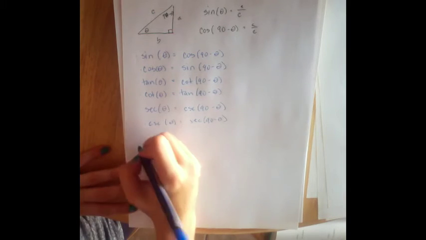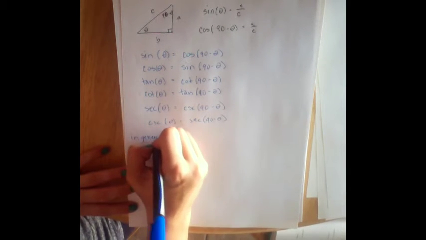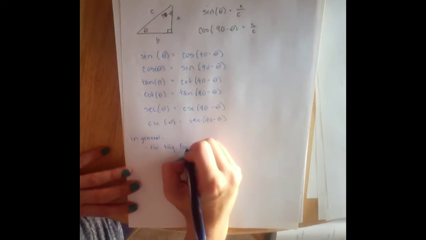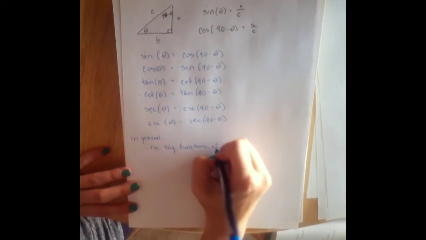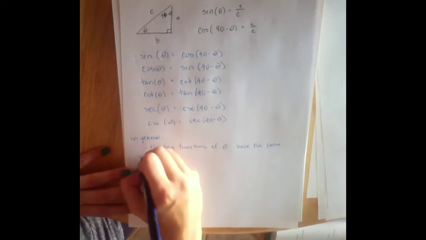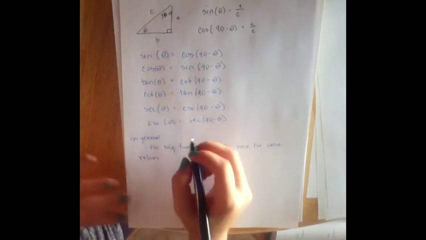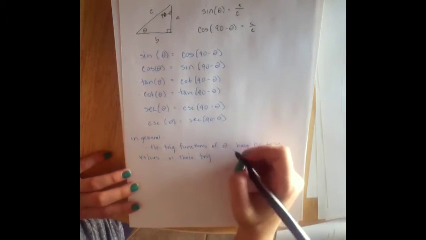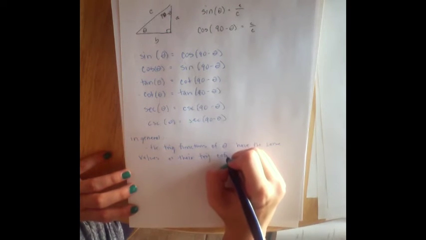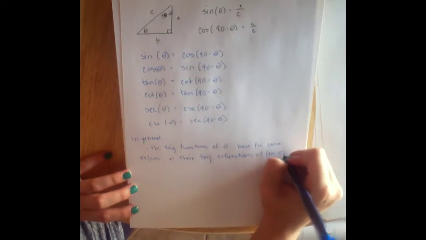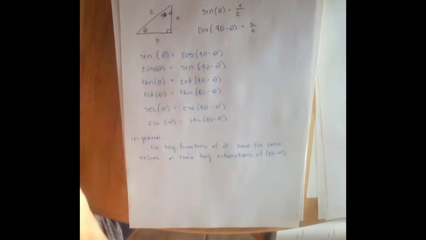In general, a good way you can remember this: the trig functions of theta have the same values as their trig cofunctions of 90 minus theta. Sine and cosine are cofunctions.